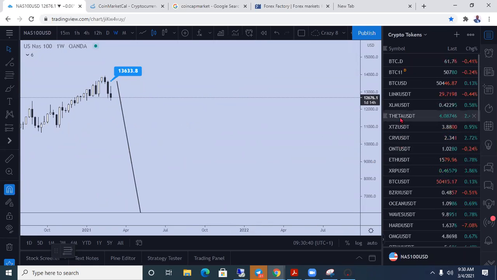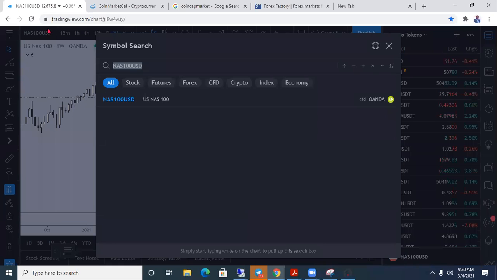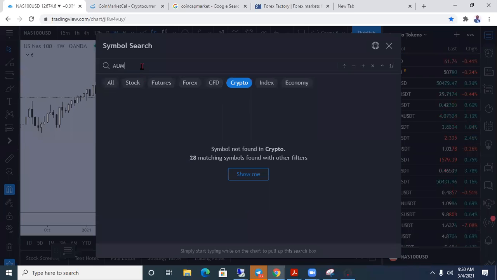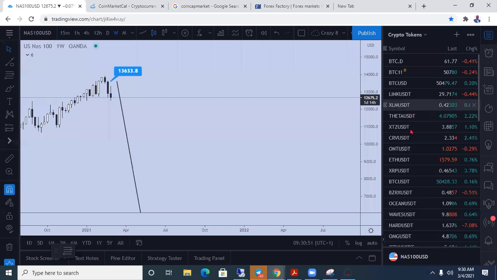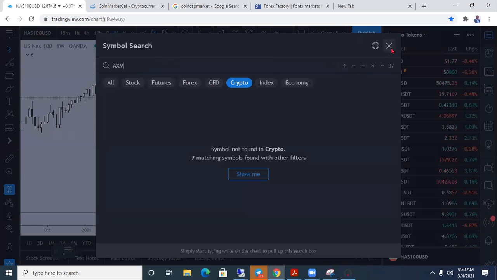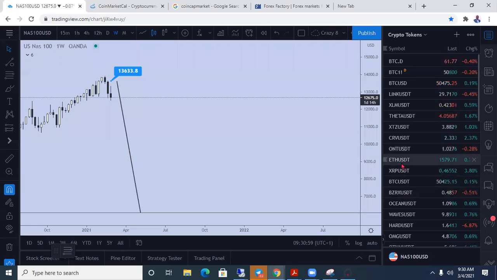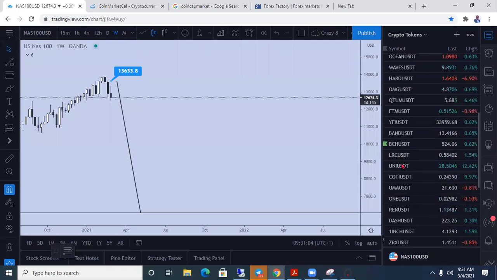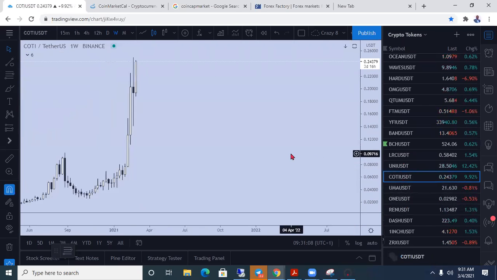So if you have, let's take one. AXM, I think. Cryptocurrencies have so many names. Let's just pick one. Let me take Koti. Let's take Koti, for instance.